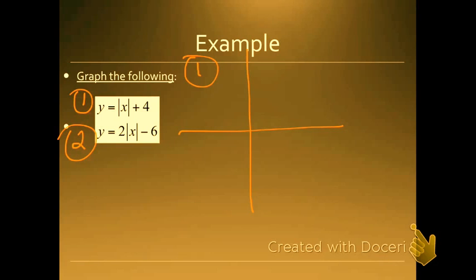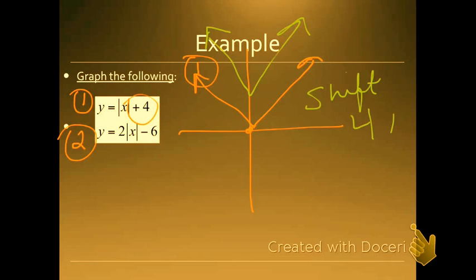Switch colors. Our parent function is going to look like this, where we have +1 and -1 as our slope. Should be right at (0, 0). So if we have a +4 on the outside, that's going to shift our graph up. And it's going to shift it up 4 units. Everything else about the graph will look the same. So jot down that example I'm about to erase and look at the second example.